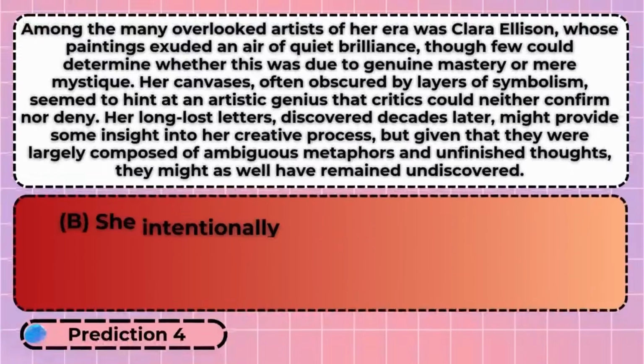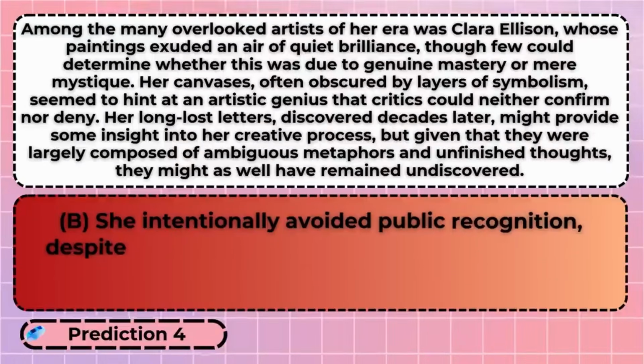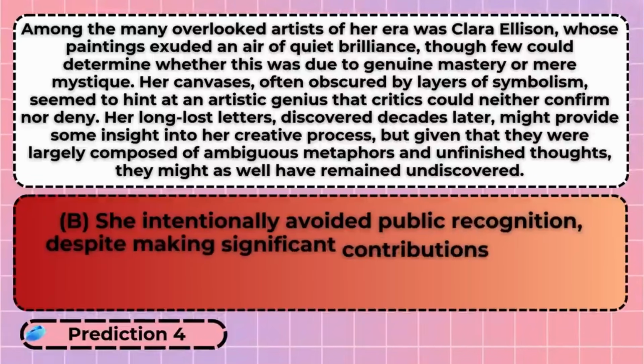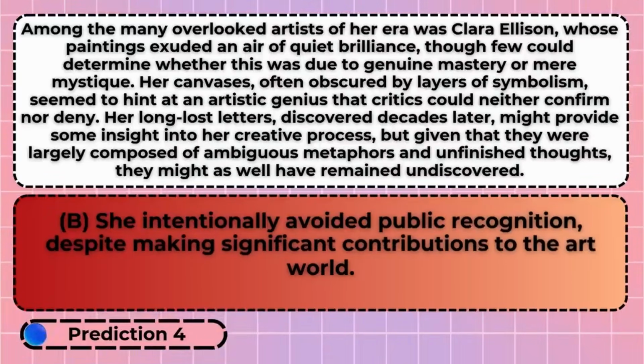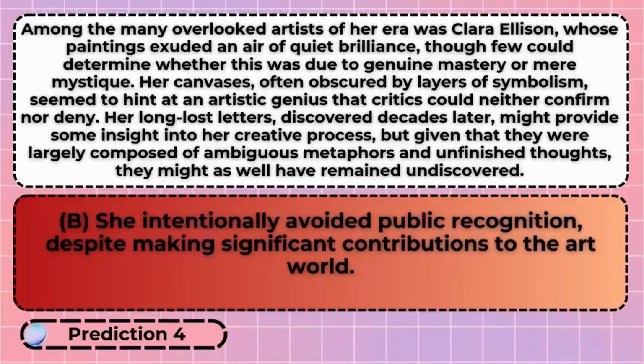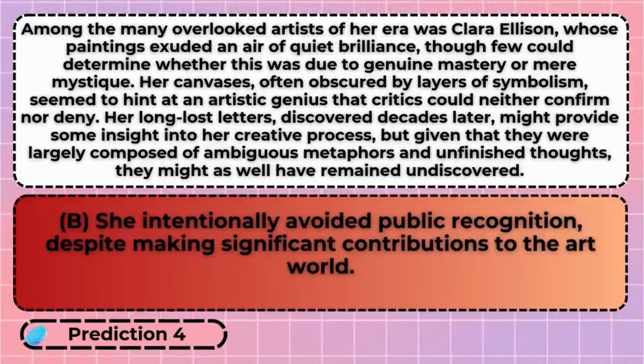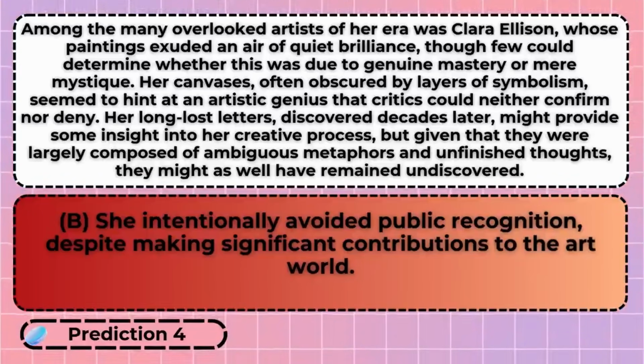Choice B: she intentionally avoided public recognition despite making significant contributions to the art world. Intentionally avoided public recognition? Did she do that? No, nothing in the passage says she was avoiding fame. And it's not like she was hiding in a cabin somewhere. It's just that critics didn't know if she was actually good. So I don't really like this one.